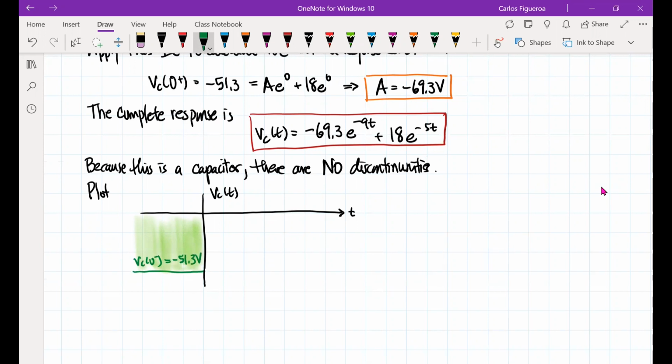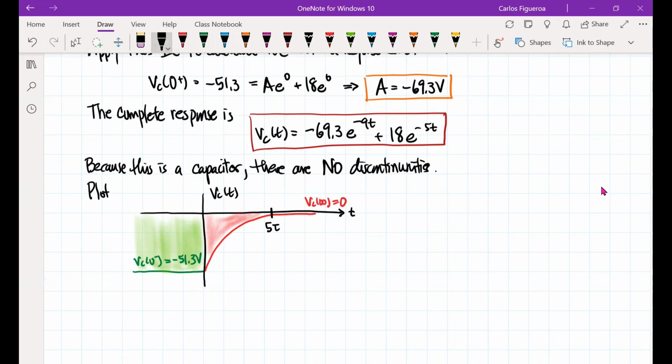But you could see there's no forced response. This has to go to 0, so it has to go from here to there. About right here, I'm going to call that 5 tau, and this is where it fully charges up. And by the way, at VC of infinity, this is 0 volts.